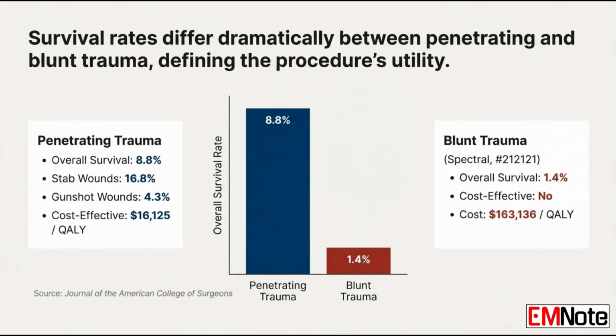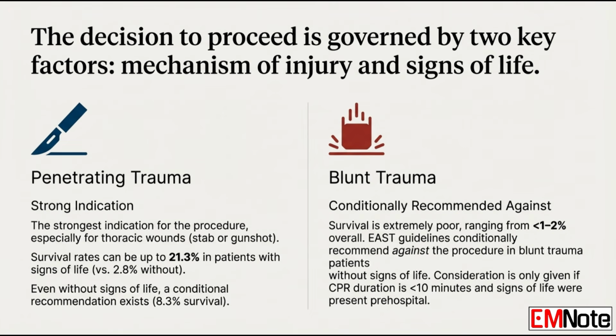So let's build the perfect candidate then. Based on all this, who has the best shot? The ideal candidate is clear. It's a patient with penetrating trauma to the chest who arrives with signs of life. Even flickering signs. Yes, even if it's intermittent. Any cardiac electrical activity, pupillary reflexes, a measurable blood pressure for even a moment, that's your patient.